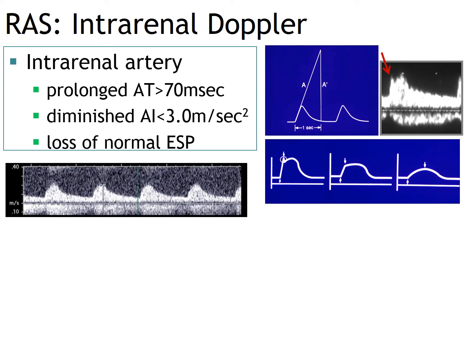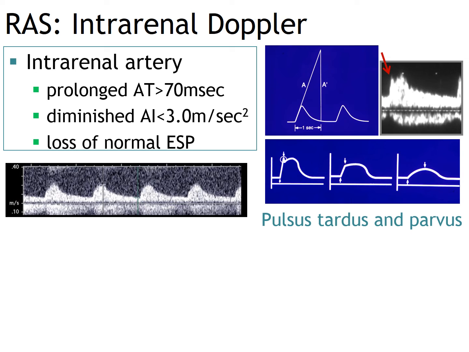If there is a significant stenosis of the main renal artery, acceleration time will be prolonged longer than 70 millisec, acceleration index will be diminished lower than 3.0, and normal ESP will disappear. This is a normal spectral shape with sharp systolic rise and normal ESP, and as stenosis becomes more and more severe, the spectral shape will become this and this. This shape of Doppler spectrum is called pulsus, tardus, and parvus, in other words, slow and weak pulse.